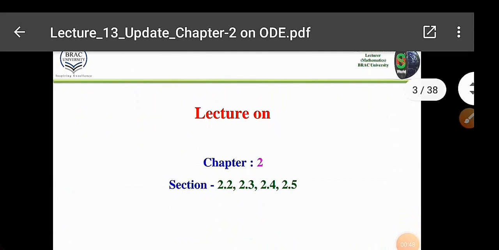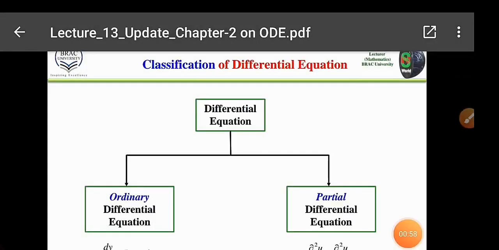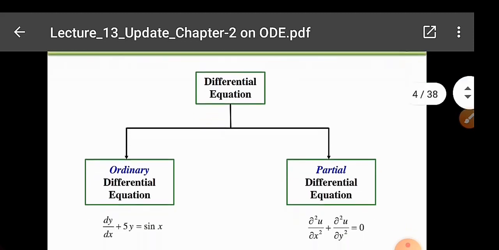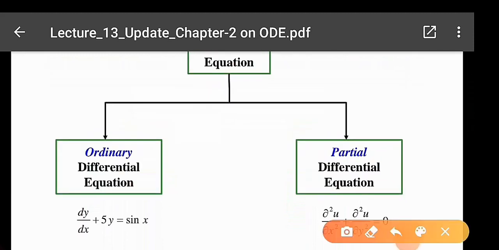Before starting chapter 2, you have to know some basic notations, definitions and terminologies regarding a differential equation. So what is a differential equation and what are its classifications, you have to know at first. A differential equation may be classified into two categories: ordinary differential equation and partial differential equation. In this syllabus, we have to study only the ordinary differential equation part, but the partial differential equation is not in our syllabus.